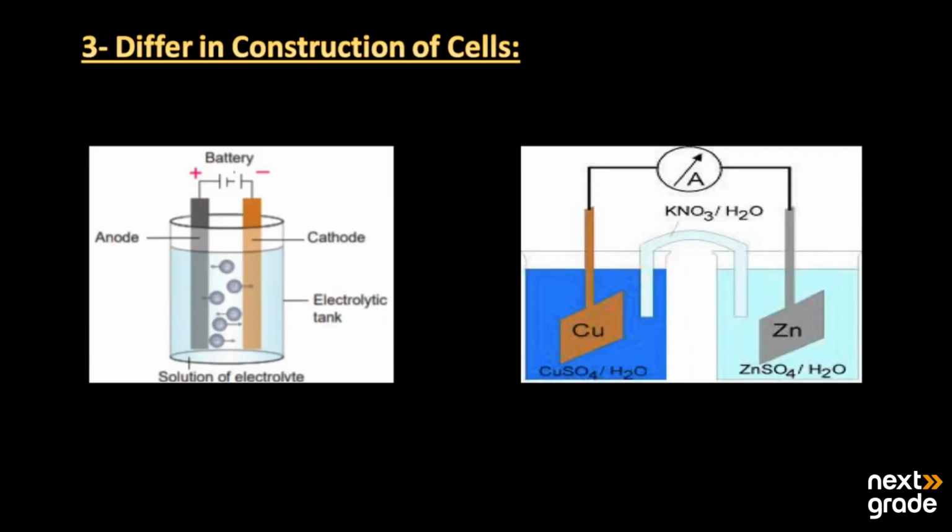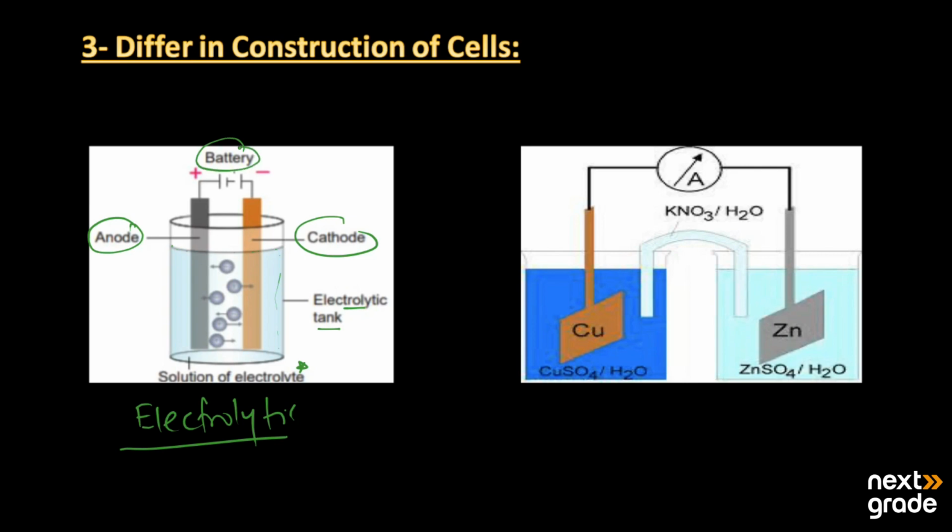Now the third difference is that they differ in the construction of the cells. For example, here we have the electrolytic cell. It consists of one complete cell with only one container, filled with an electrolyte. This is called the electrolytic tank, and the electrolyte solution is filled in, and the two electrodes, anode and cathode, are inserted into it and attached to the source of energy, which is a battery.